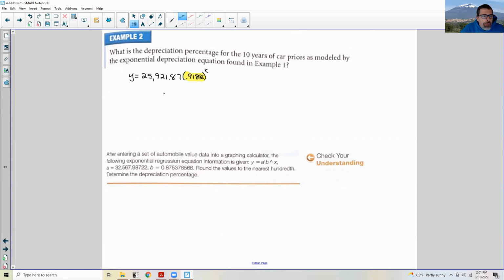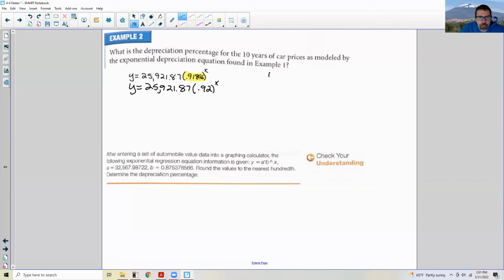All right, so I'm going to rewrite this. Okay, pen. I'm going to rewrite this as y equals 25,921.87 times 0.92 to the X. I'm just going to round the B to 2 decimal places.